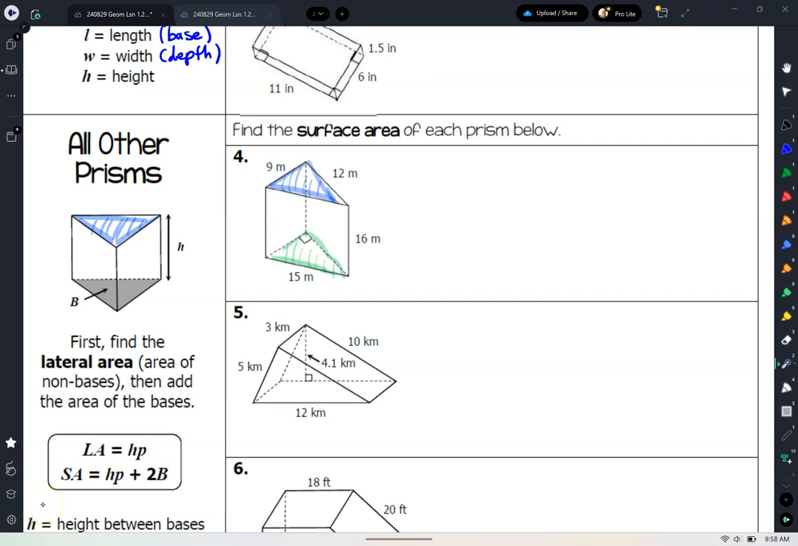Are your 2 bases right here? Yeah? Everybody good? Okay.